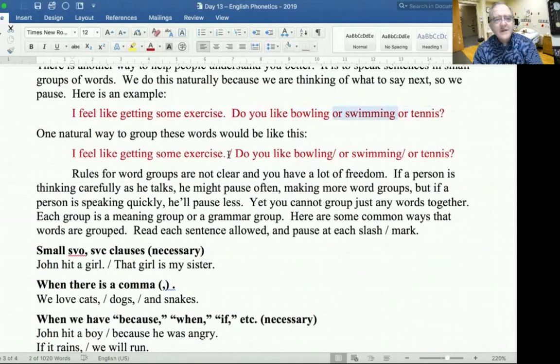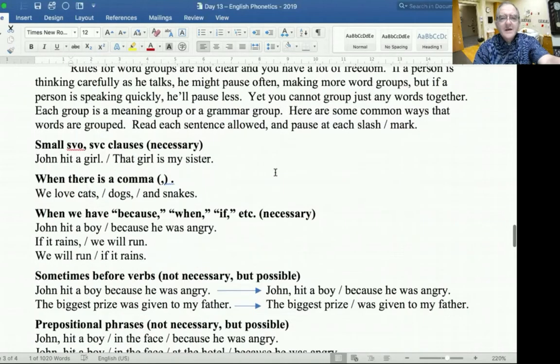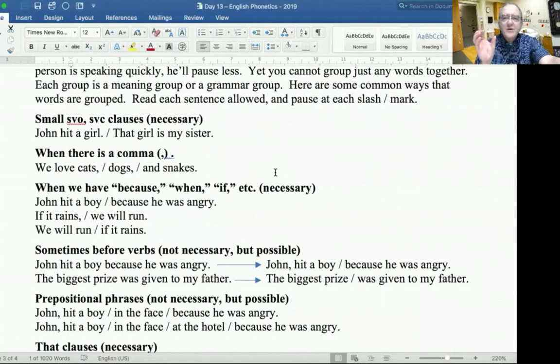Okay, here we have the marks. I feel like getting some exercise. Pause. Do you like bowling? Pause. Or swimming? Pause. Or tennis. Now that's very natural language, to stop like that. I feel like getting some exercise. Do you like bowling? Or swimming? Or tennis? And this way we can group our words together and the listener can understand more easily. Let's look at a couple more examples.